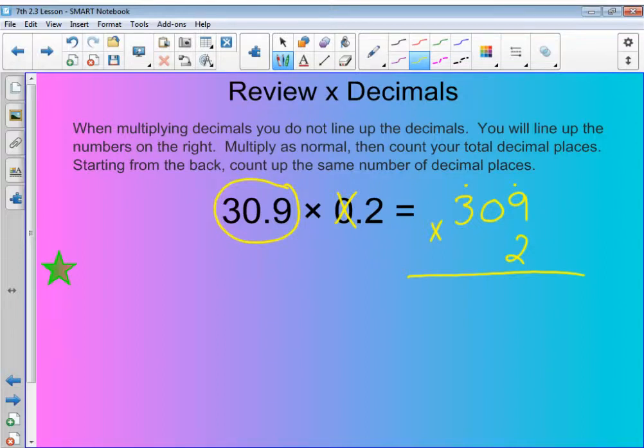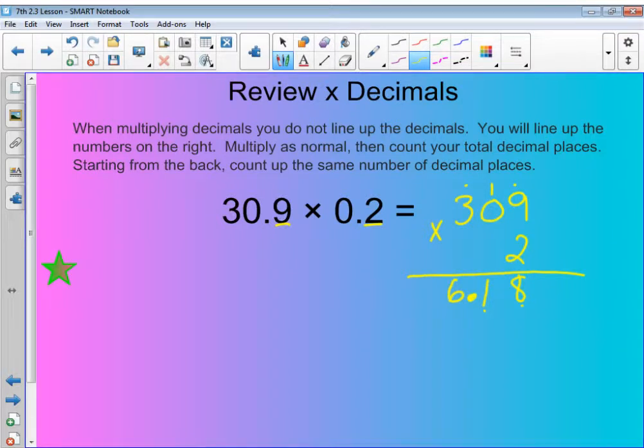So now if I go through and I multiply, 2 times 9 is 18, carry the 1. 2 times 0 plus 1 gives me 1, and 2 times 3 is 6. So I just found out that I have 618 for the digit portion of it. I'm now going to go back and look at my original numbers to see where my decimal place should go. So when I look at this, I have two numbers total behind the decimal. So I'm going to go to my answer and count from the back 2 places, 1, 2, and place my decimal. So my final answer here would be 6.18.